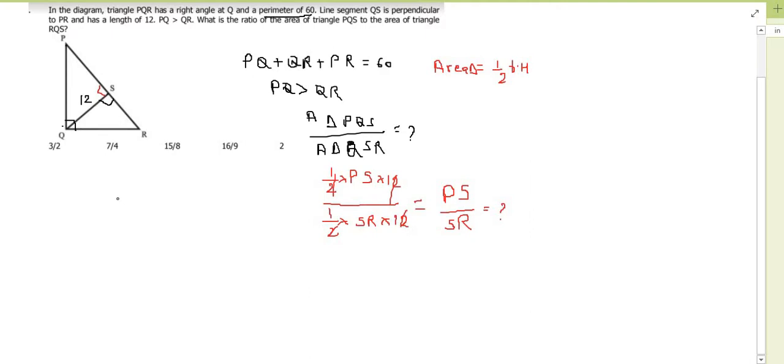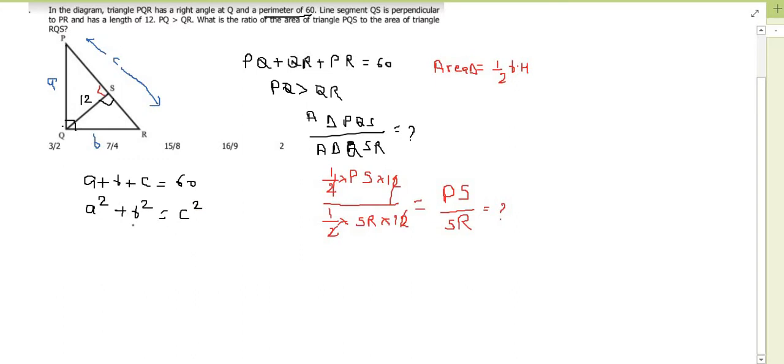Let me call this sides A, this is B, and this entire PR is C, because that way it will be easier for us to solve. So we are given A plus B plus C is equal to 60. That's the first thing. Another thing: since it is a right angle triangle, I can also write it as A square plus B square is equal to C square, isn't it?